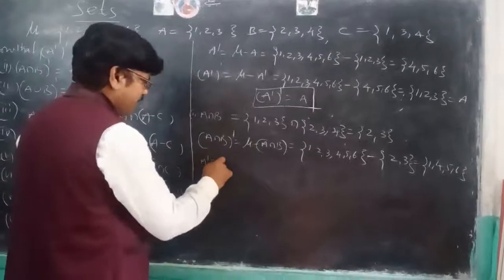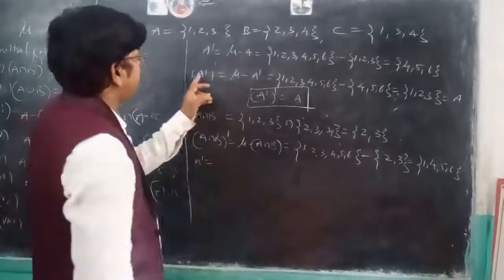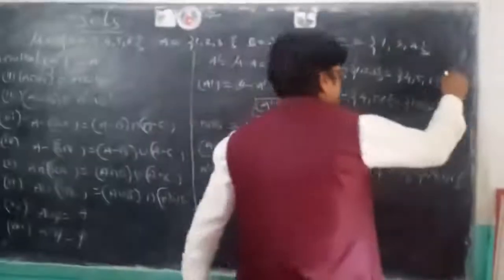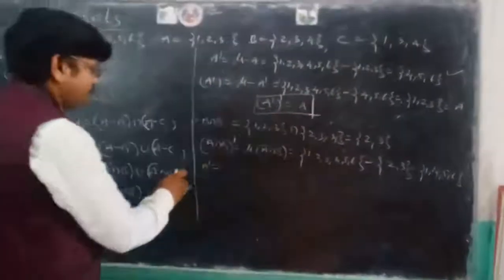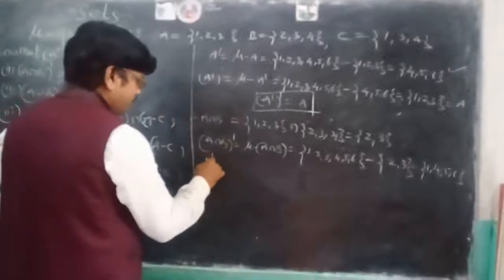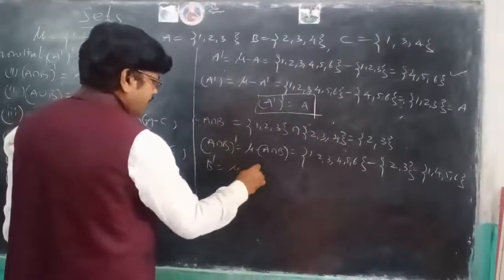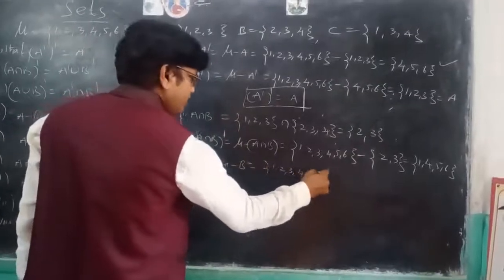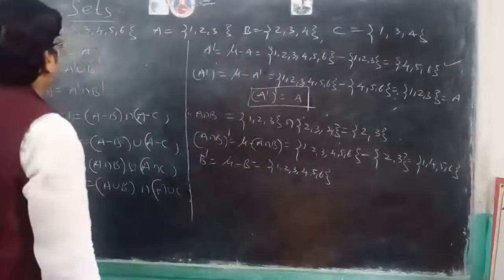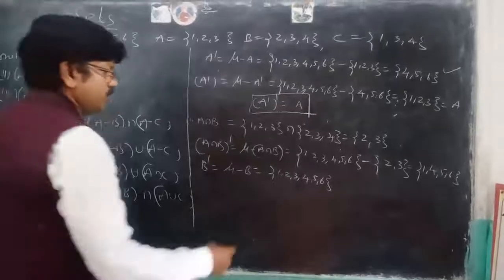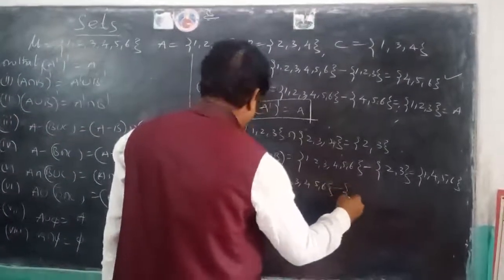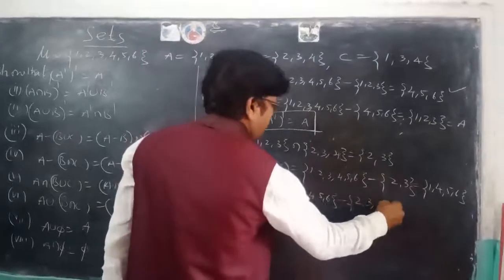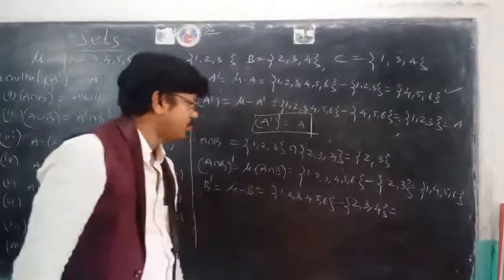Find A dash. Already A dash is here, in the A dash. This is A dash. No more to find out. Now B dash. Mu minus B. Mu is 1 to 6: 1, 2, 3, 4, 5, 6. Yes. Minus B. What is B? 2, 3, 4.